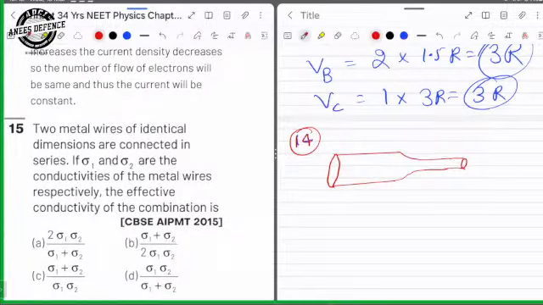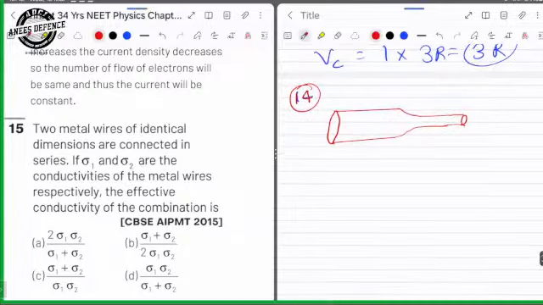Question number 15. Two metal wires. Raina, understood or not? Question number 14. Any doubt? No, sir. Okay. Try to solve question number 15.